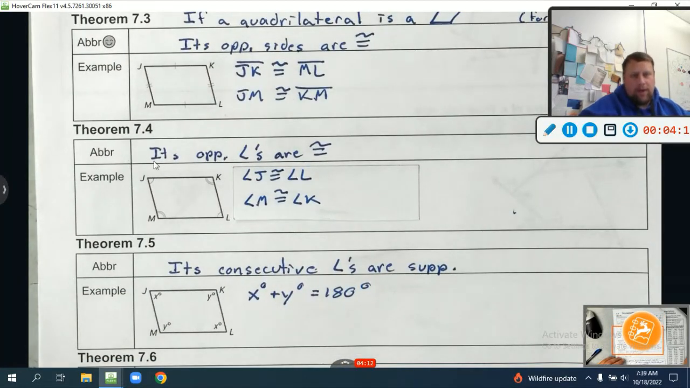What else do I know? I know its opposite angles are congruent. We talked about that just a minute ago in one of the warm-ups. So angle M is congruent to angle K, and angle J is congruent to angle L. Okay, opposite angles are congruent.